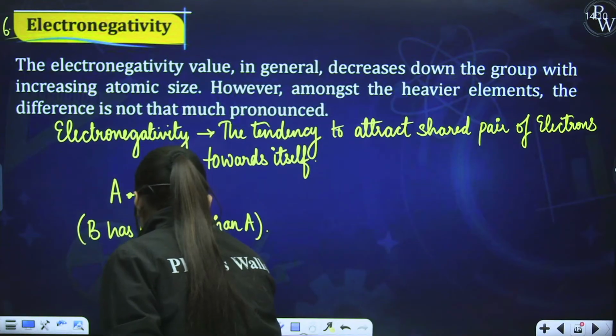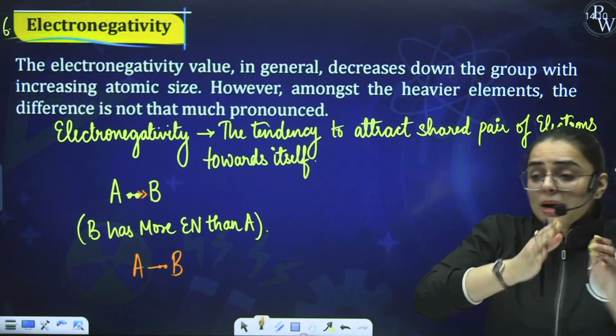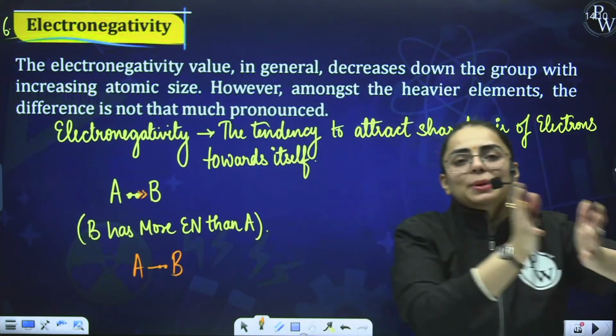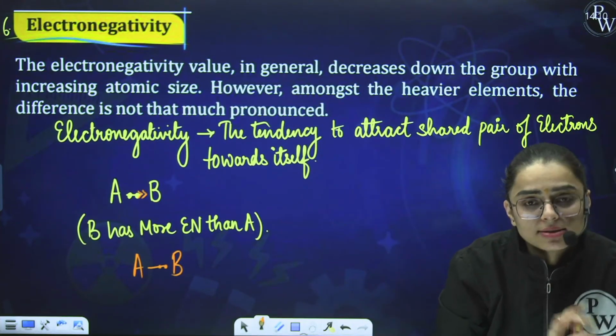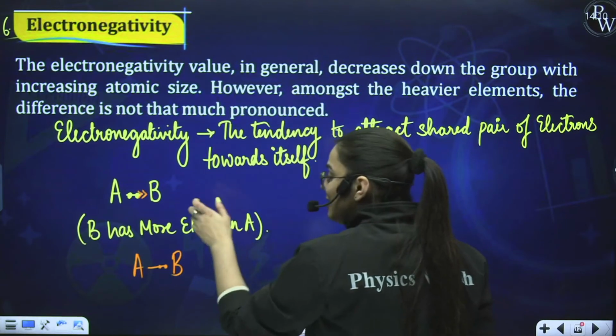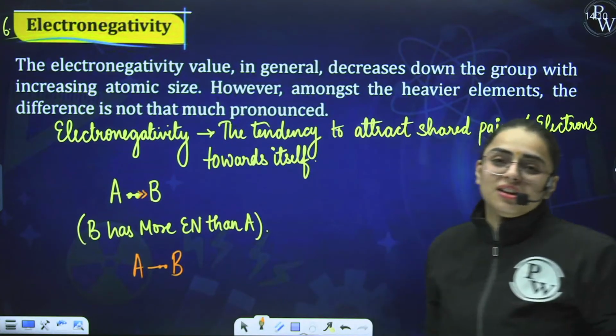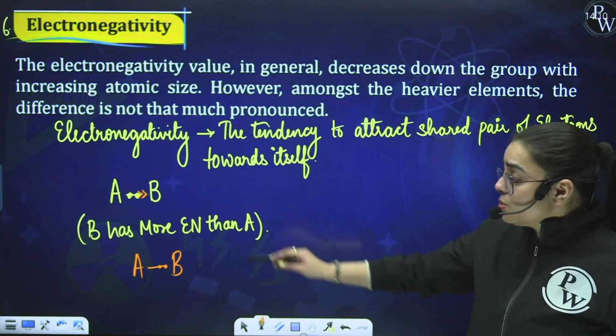That means electrons are slightly towards B. Yes, it is being shared between A and B, but it is closer to B in comparison to A. Are you getting my point? Is it clear to you? So what I am saying is B has more electronegativity than A. That means B has electrons shifted towards it more in comparison to A. Clear? Clear. So this is what electronegativity is.